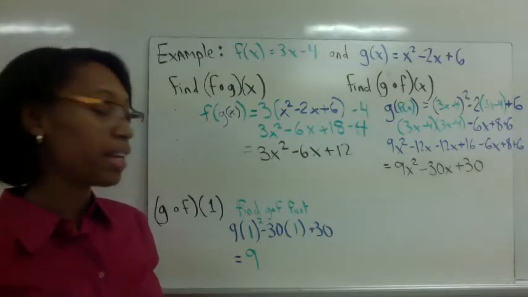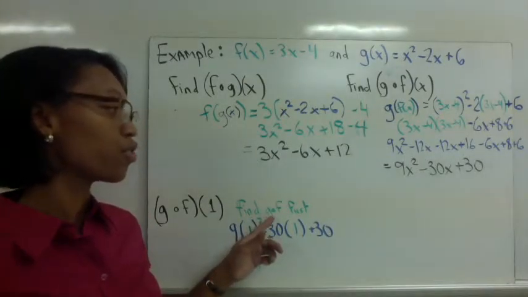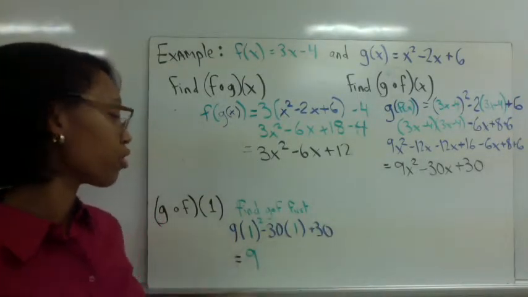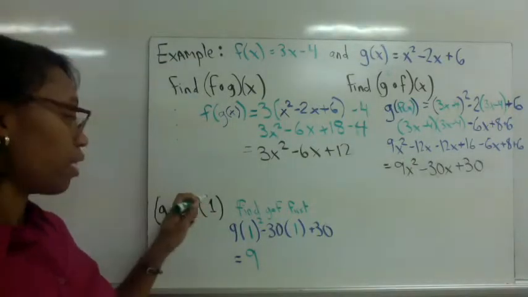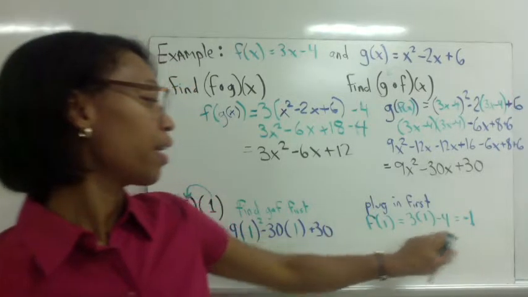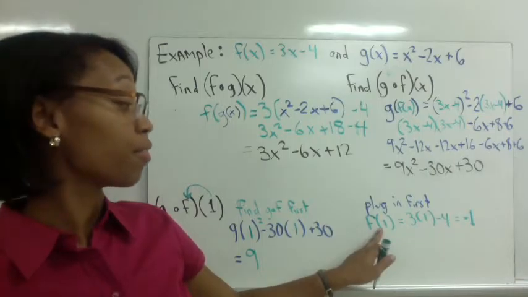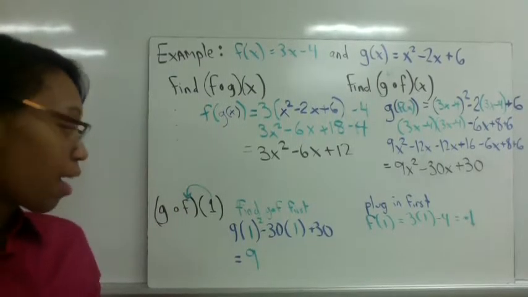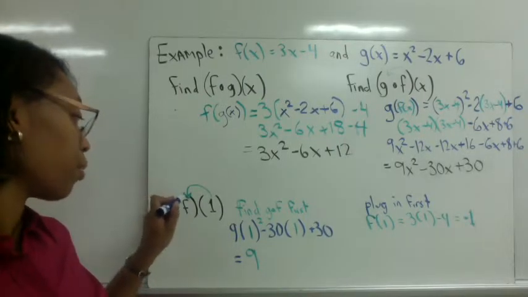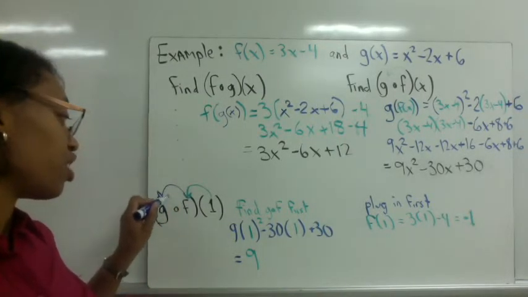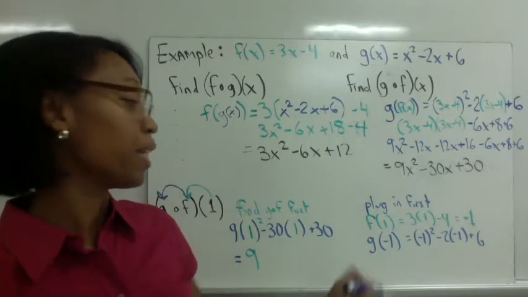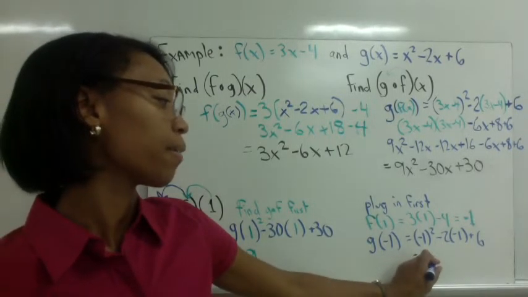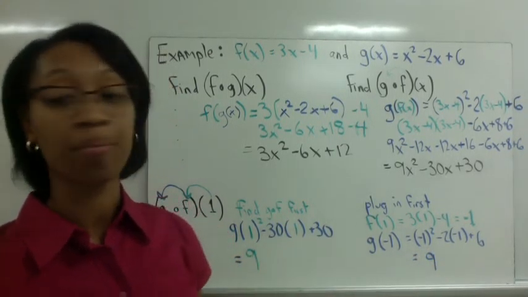Or instead of finding g of f first, we could have plugged in 1 first. We can plug 1 into f. And when I plug in 1 into f of x, I get -1. Then I have to take that -1 and plug it into g. And either way, we get the same answer of 9. Great.